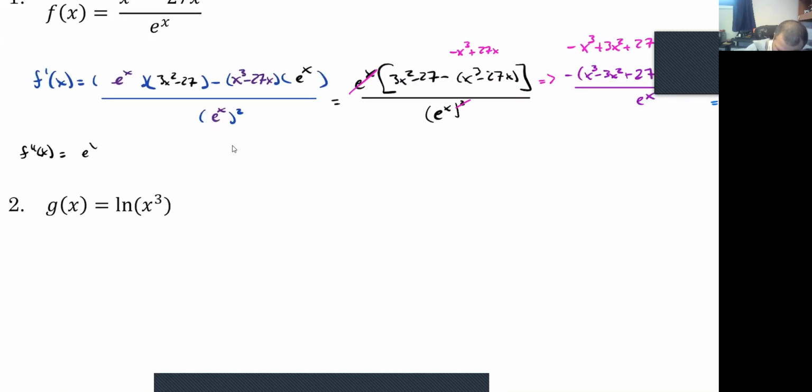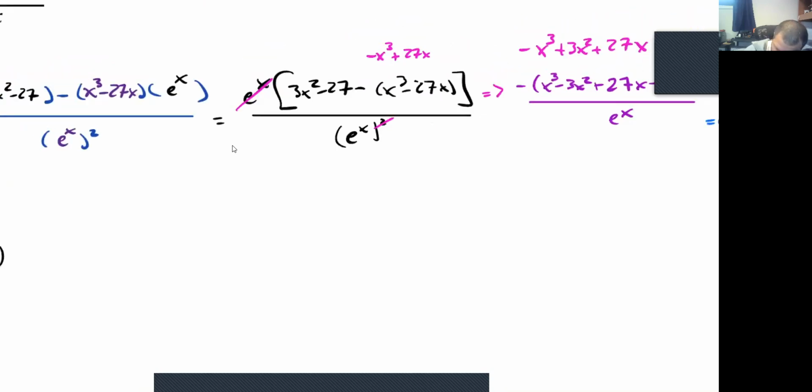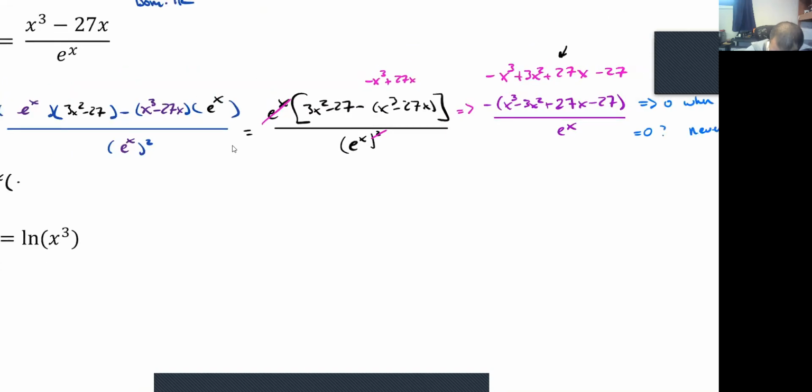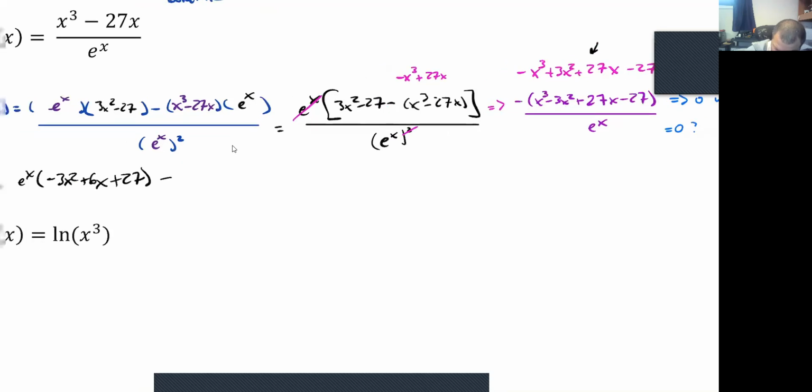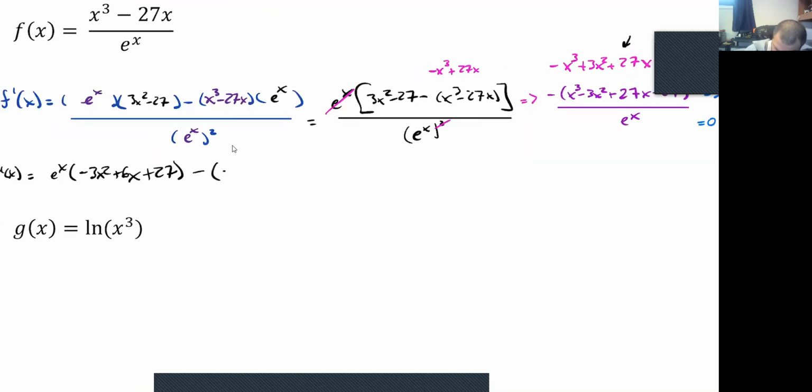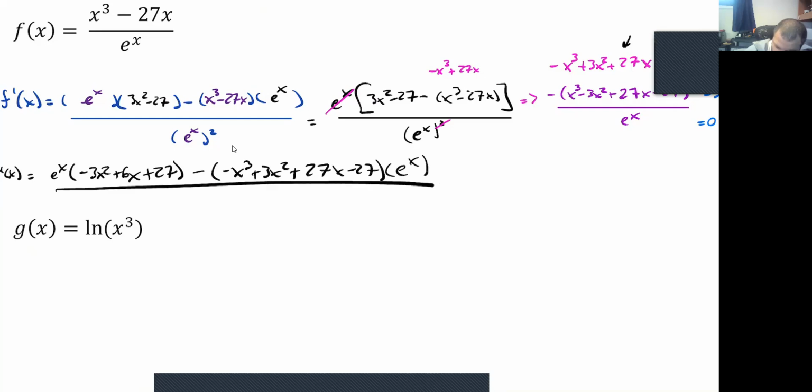We're going to get the bottom times the derivative of the top, but I'm going to use this one here because they're equivalent and that's already written out. We have negative 3x squared plus 6x plus 27, minus negative x cubed plus 3x squared plus 27x minus 27 times the derivative of e to the x, which was just e to the x. And then we're going to divide by e to the x squared.